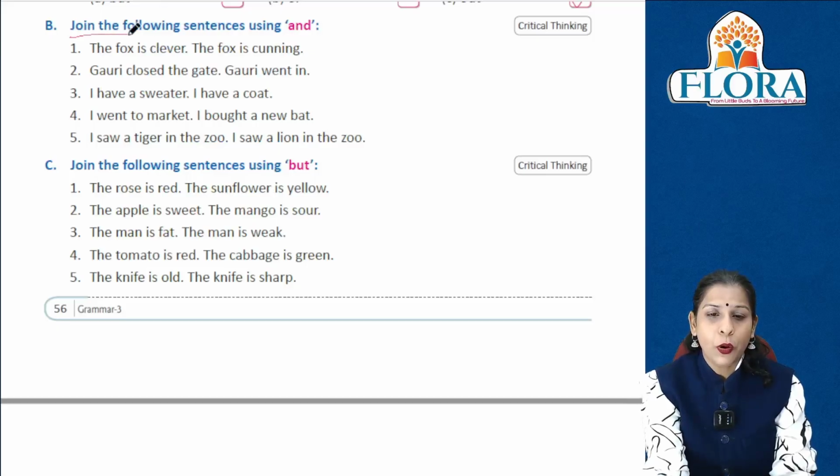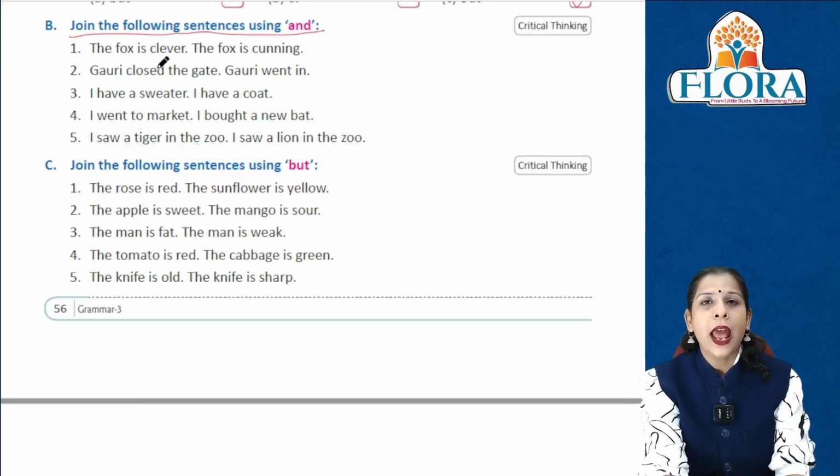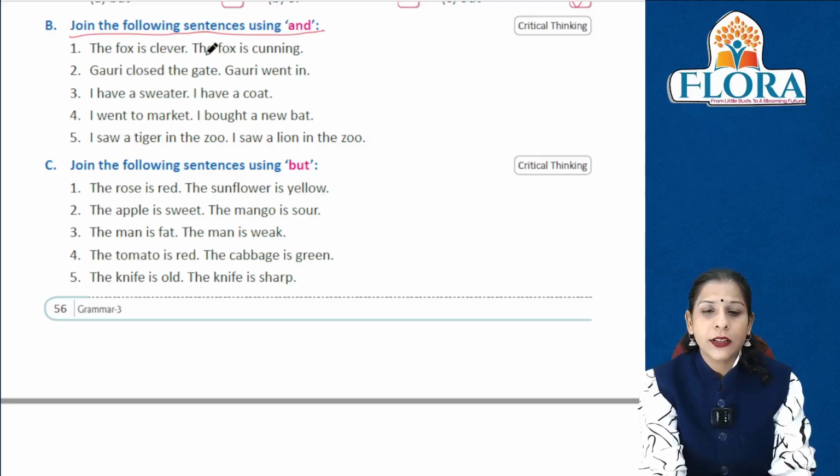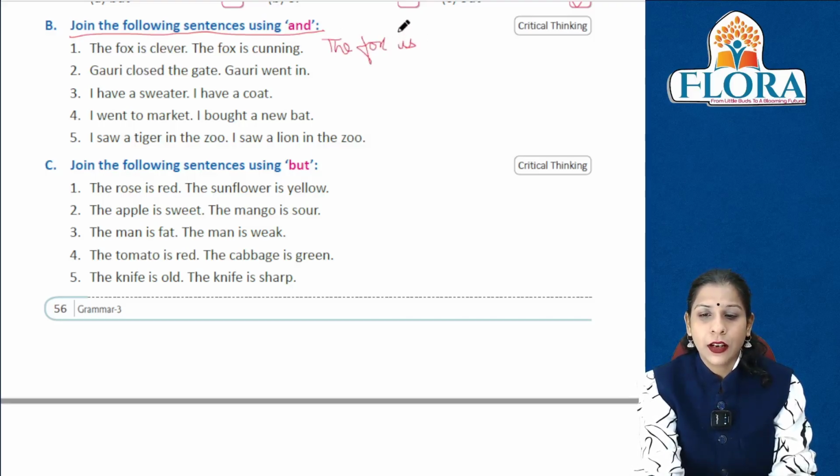Now join the following sentences using and. अब हमें इसमें and लगा के join करना है. तो the fox is clever, the fox is cunning. So the fox is clever and cunning.